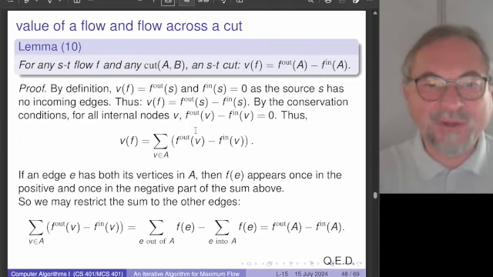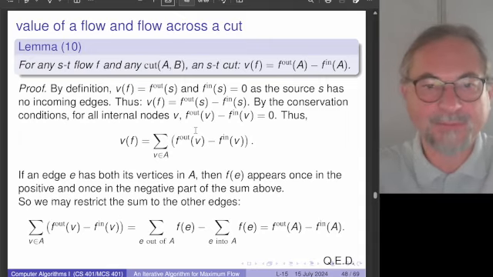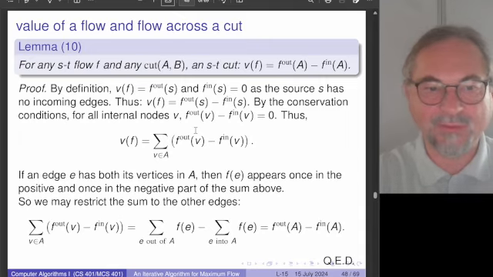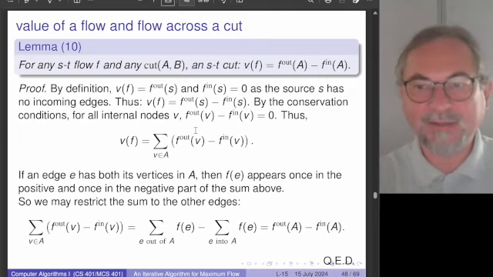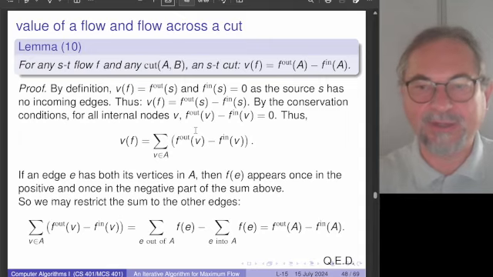It's kind of strange that for inner nodes there will still be edges going out of the set A. But if for an edge both vertices lie in A, then there will not be a contribution. So that's why we can restrict ourselves to the edges that are going out of A minus what comes into A. So the edges that are kind of on the boundary. And we denote this as the difference between the outgoing and the ingoing flow for the set A. So this is a property of the value of the flow.